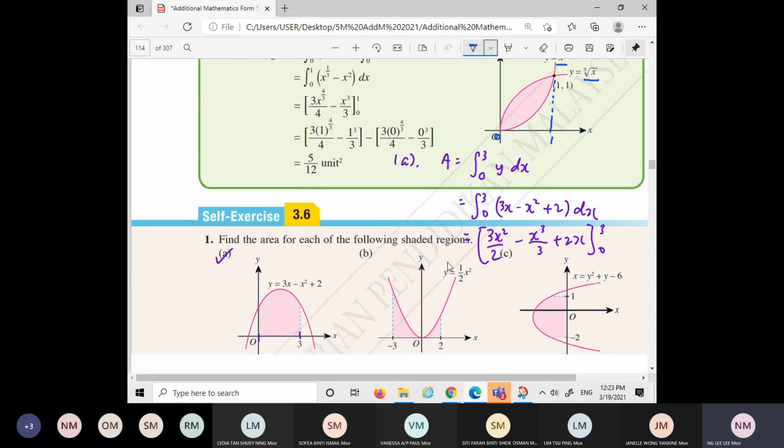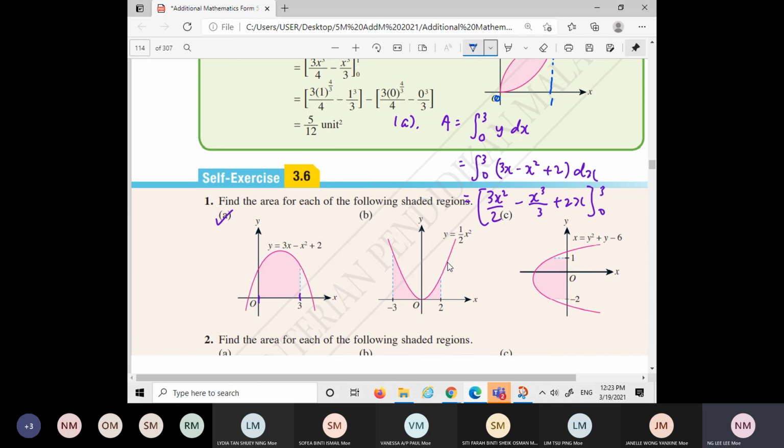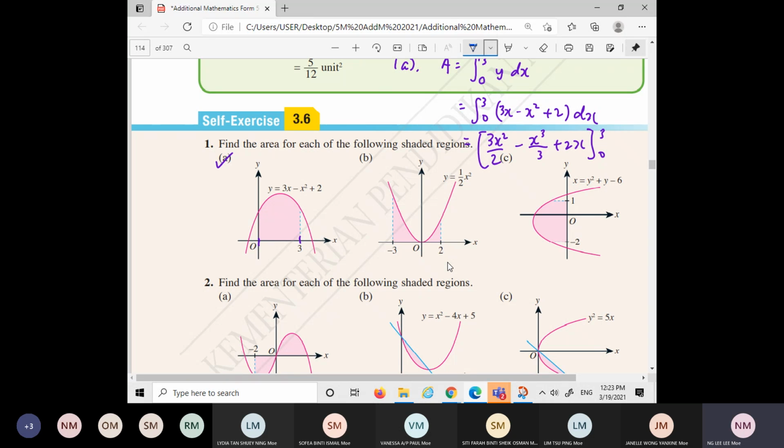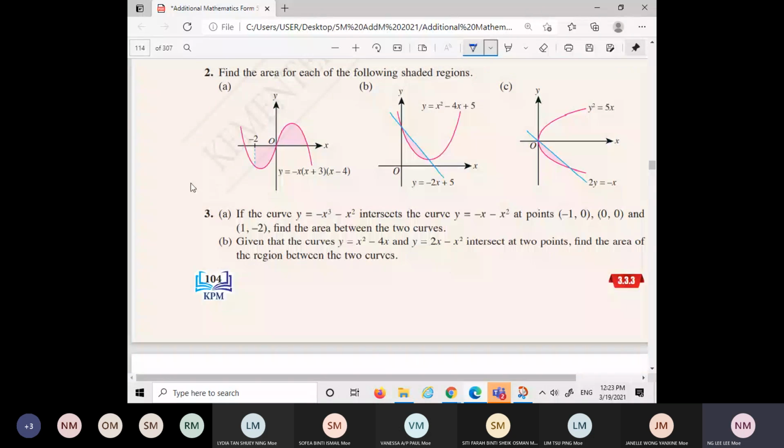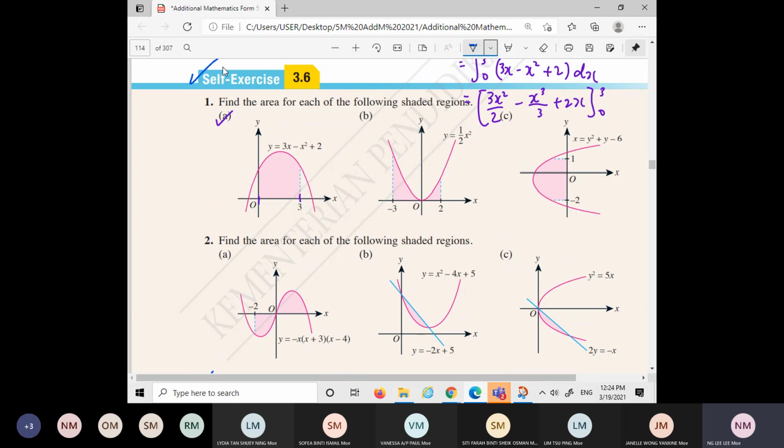So this one you can do. Number 3 no need to do, because the graph is not given. Sometimes it's difficult for you to know which one is on top. If this type of question comes up, the first thing you need is to know how to sketch the graph. I don't want to test you on how to sketch the graph, so I don't want you to do these questions. You do only question 1 and question 2.